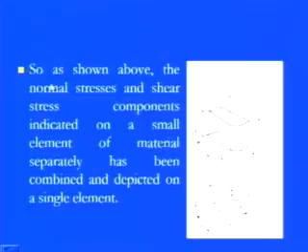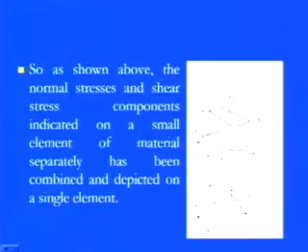Similarly, the same 9 components can also be described in the polar coordinates, or we can say the cylindrical coordinates, r theta z. As we showed above, the normal stress and shear stress components indicated separately on a small element have been combined and depicted on a single element. Pretty simple: these are my normal stress components acting in r, sigma r, sigma theta and sigma z.